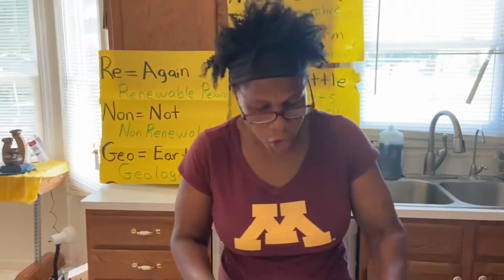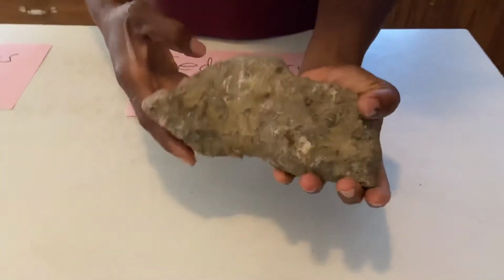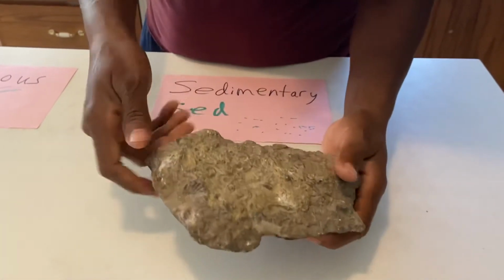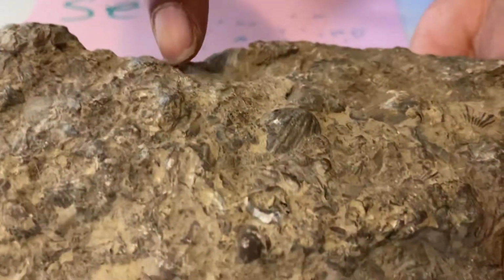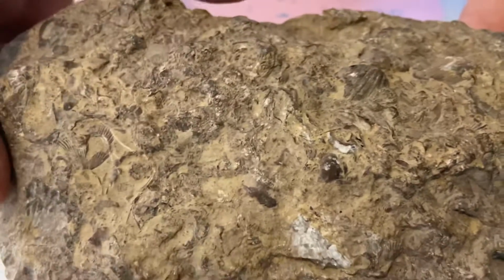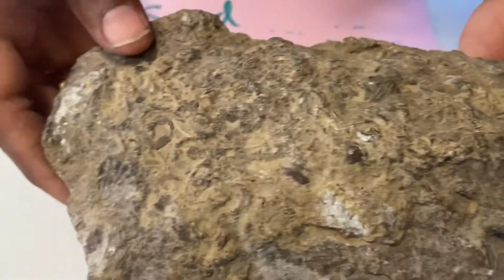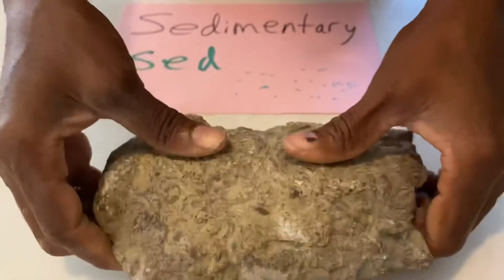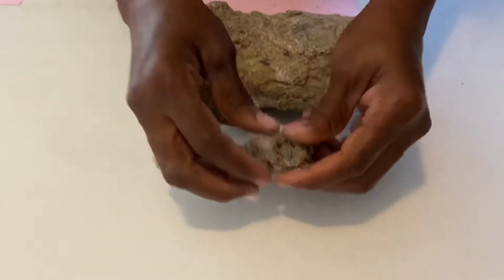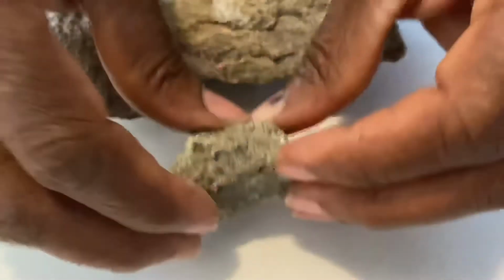Now, let's talk about the Sedimentary Rock first. What do you see in this big, gigantic rock? You can see that we have some shells here. Can you see the shells? These are all kinds of sediments, shells, little debris, all kinds of small items that have been cemented together to form this rock. This rock right here we call limestone. Same kind of thing, okay?